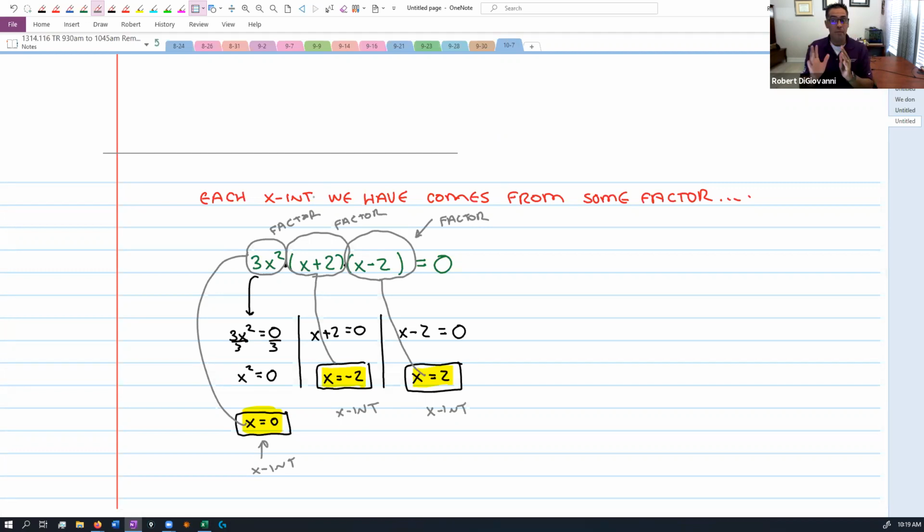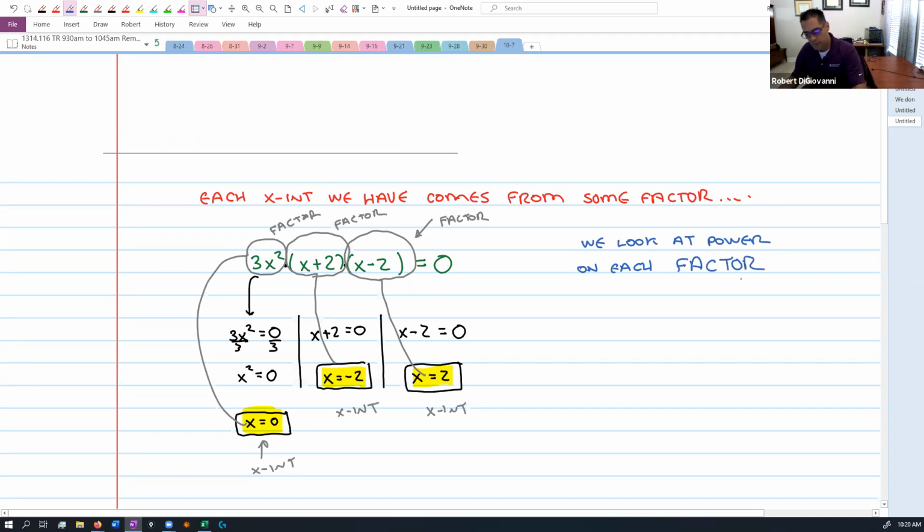So in order to determine what this graph's going to look like, we're going to go back and look at the power on each of the factors. So for the x-intercept 0, if we go back and look here, this x was being squared, wasn't it? Being squared, right? So the power would be 2. With me?